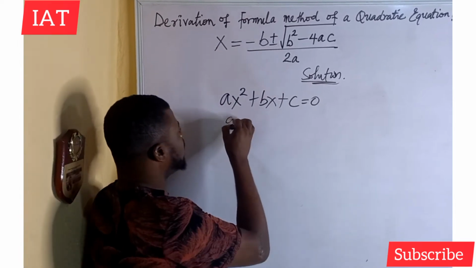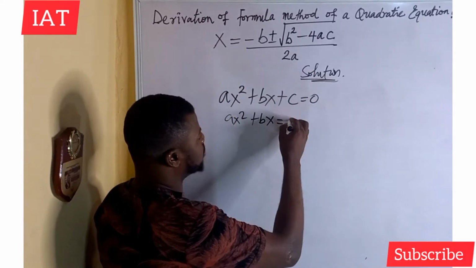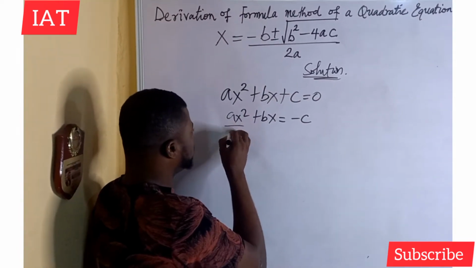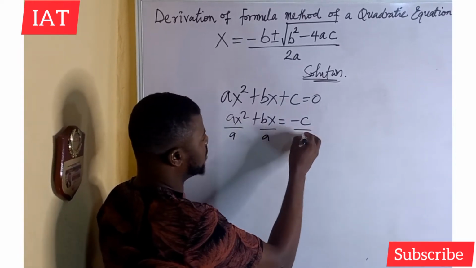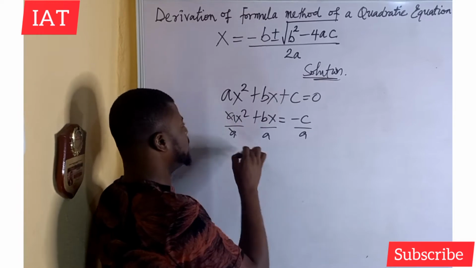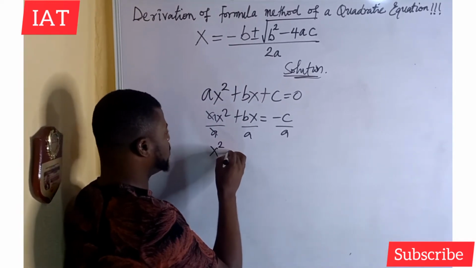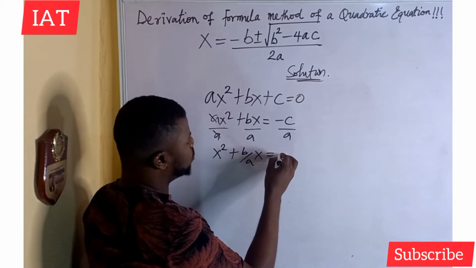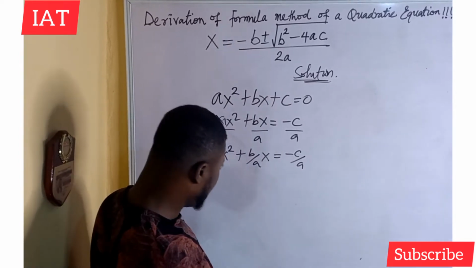So ax squared plus bx will be equal to, taking this c across, minus c. Then divide both sides by the coefficient of x squared, which is this a. If I divide both sides, this a will cancel out. So what we are left with here is x squared plus b over a x equal to minus c over a. This is a very good equation, a very wonderful one.